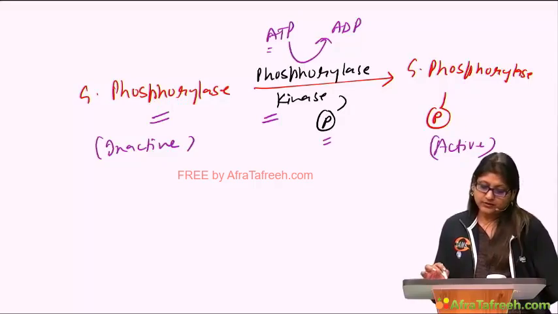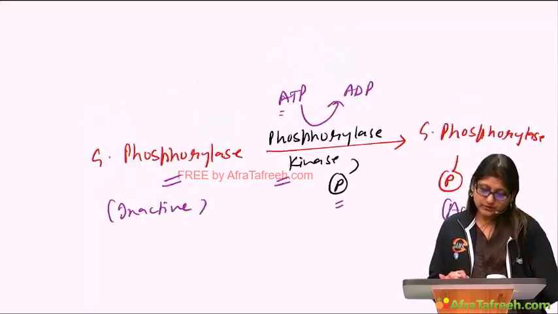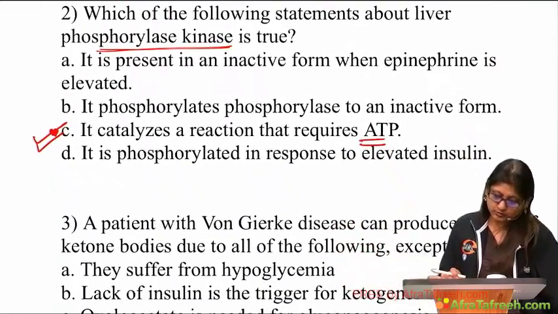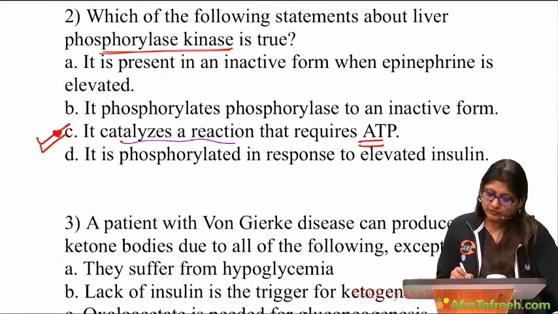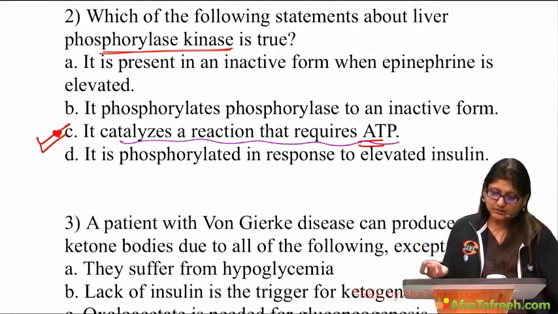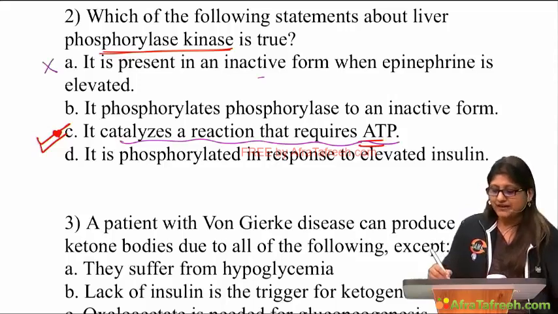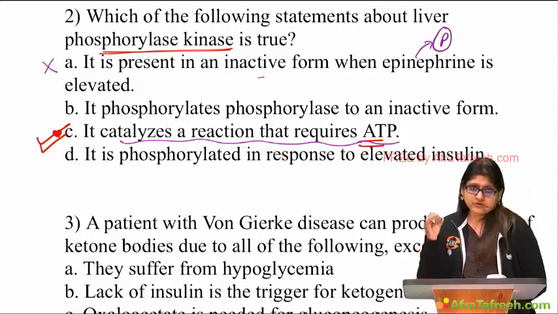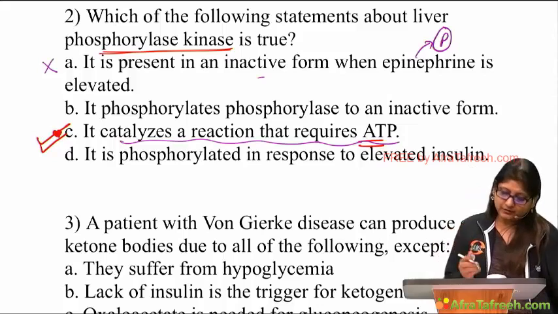Now let's see the question. Okay, this is the question. What is true? It catalyzes a reaction which needs ATP is the correct statement. All others are wrong here. It is present in the inactive form when epinephrine is elevated. See, when epinephrine is there, there will be phosphorylation of proteins, right? So that time it is going to activate the phosphorylase kinase.